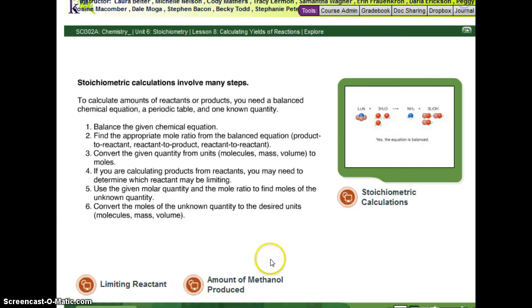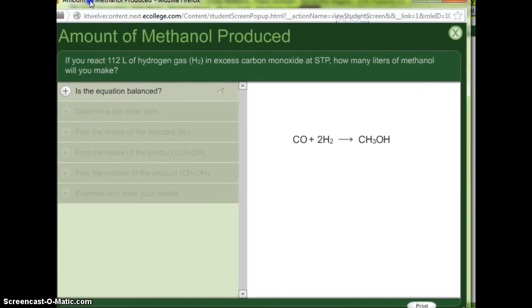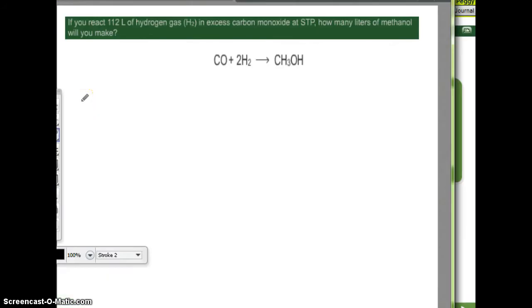All right. So, amount of methanol produced. If you react 112 liters of hydrogen gas in excess carbon monoxide at STP, how many liters of methanol will you make? All right, so again, we have to have a balanced chemical equation. They're giving that to you, and from there you can go ahead with your problem. All right, so first things first, write down what we know. So what do we write down first?